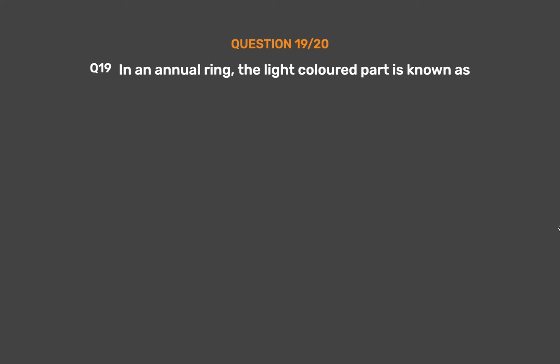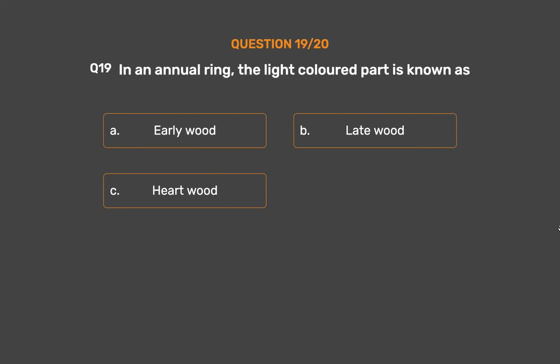Question number 19. In an annual ring, the light-colored part is known as option A. Early wood. Option B. Late wood. Option C. Heartwood. Option D. Sapwood.